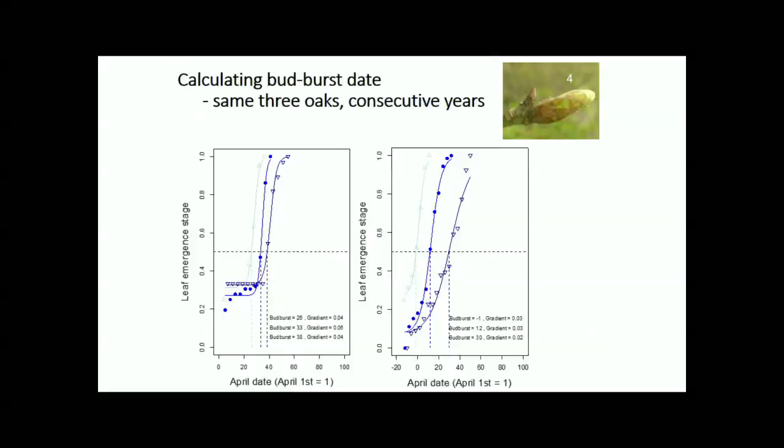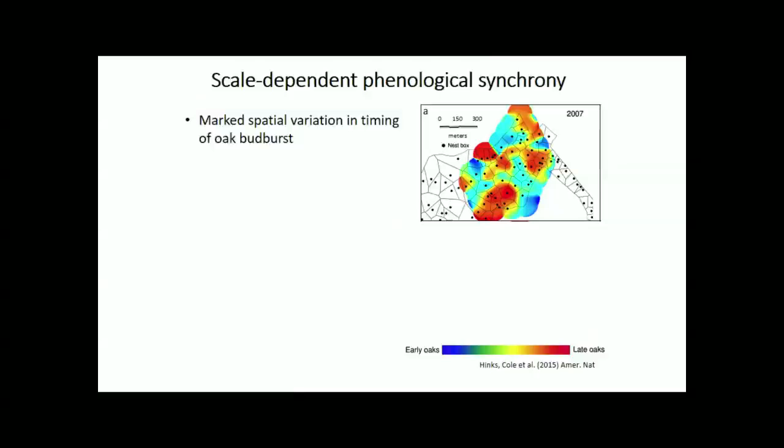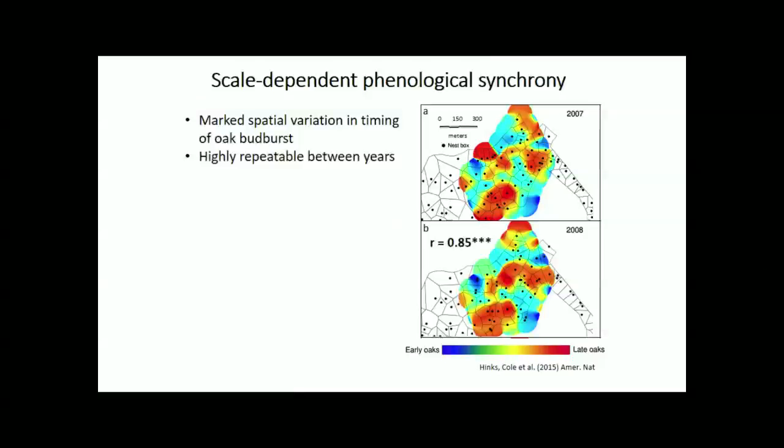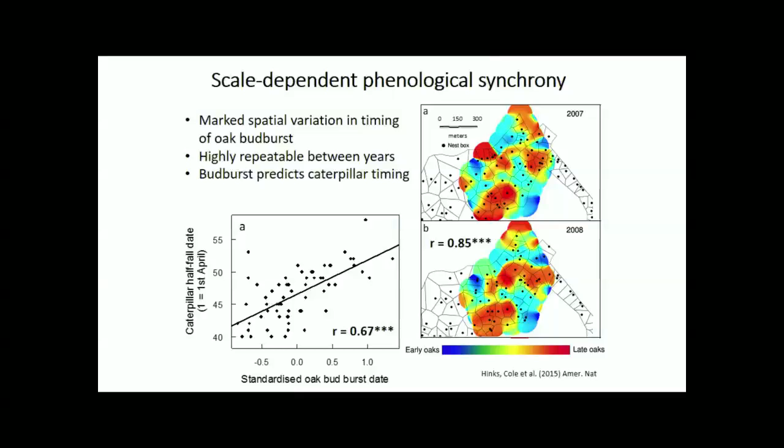And if you plot the variation in budburst date for individual oak trees, you get this sort of map here. This is a heat map where red is relatively late budding oaks and blue is relatively early budding oaks. And successive years show very similar spatial patterns. So the correlation between these patterns is really very high. And these patterns also predict the timing of caterpillars on those individual oak trees. So individual oak trees vary in their budburst state, and the timing of caterpillars on individual trees is predicted by the budburst state of individual oak trees.